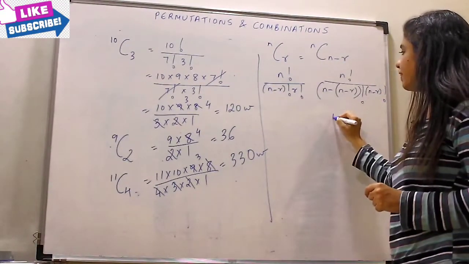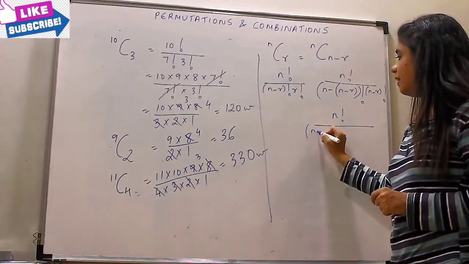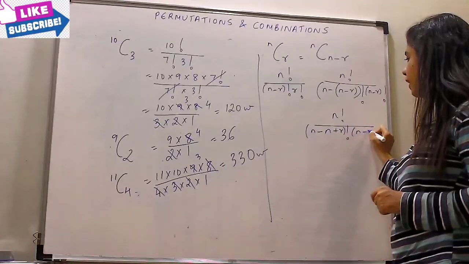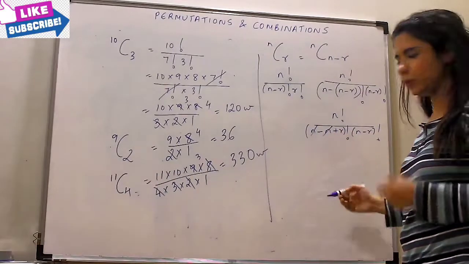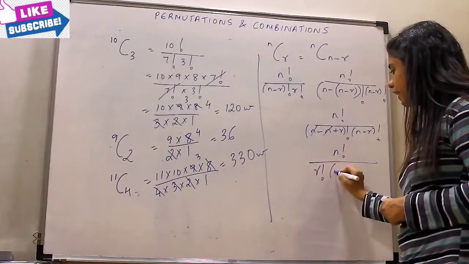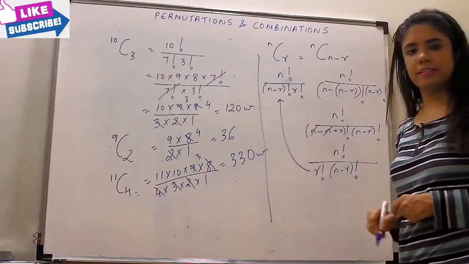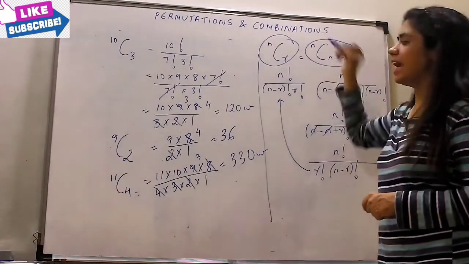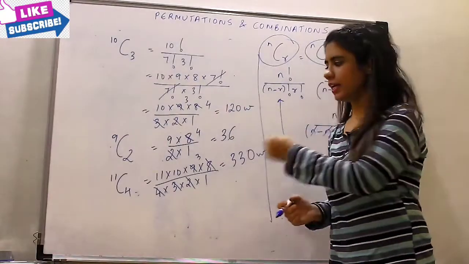So if I simplify this, this will be n factorial upon, if I open the bracket, n minus n plus r factorial into n minus r factorial. So your n's will get cancelled, you will have n factorial upon r factorial into n minus r factorial, which is the same as this. So NCR is the same as NCN minus R. How is this useful? We'll see in the questions first.